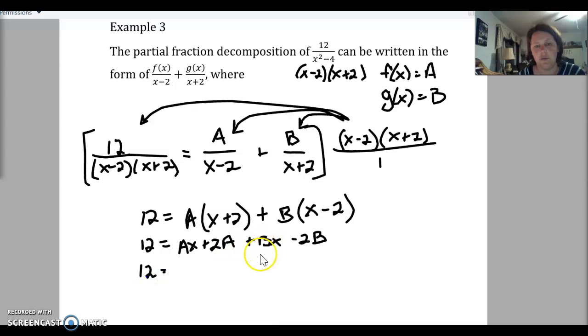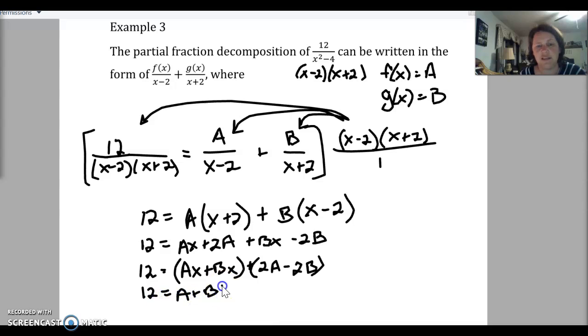All right, now I want to combine my like terms. So I'm going to bring my x's together. So I have ax plus bx plus 2a minus 2b. So now our constants we have together. Here's our x variable. I want to factor that x out. So I have 12 equals a plus bx plus 2a minus 2b.